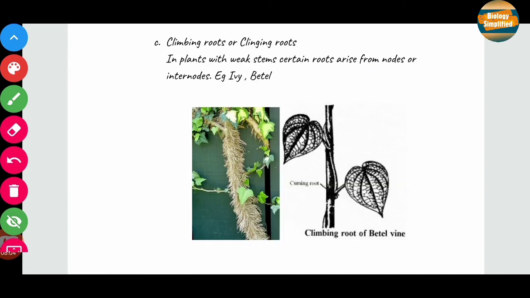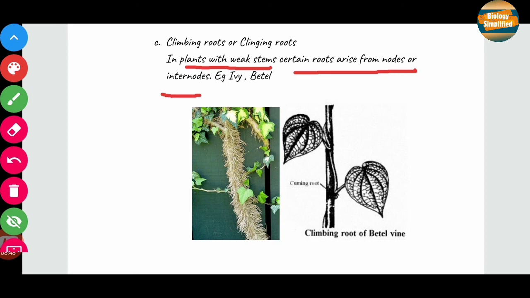Next are the climbing roots or the clinging roots. In this case, plants with weak stems have certain roots that arise from nodes or internodes. In the plants which have weak stems, roots arise from nodes or internodes, and they start climbing onto a particular surface or a particular boundary to support the weak stem. Example is ivy and betel.